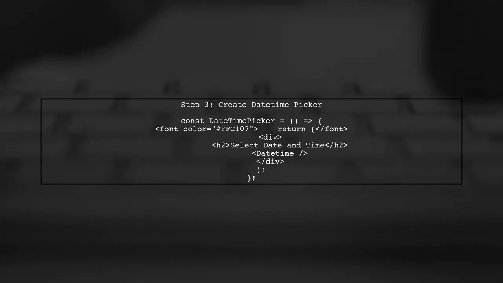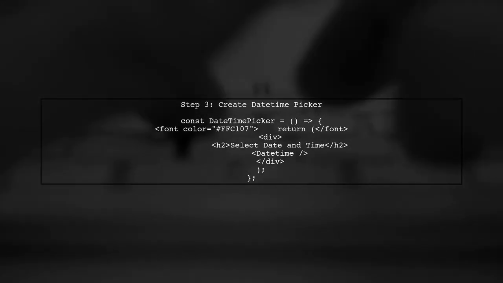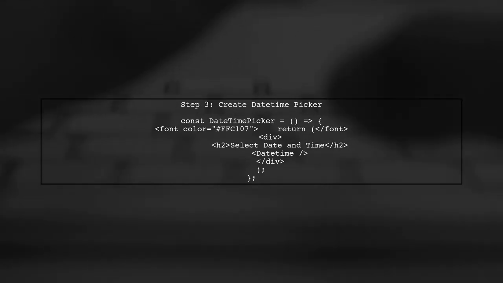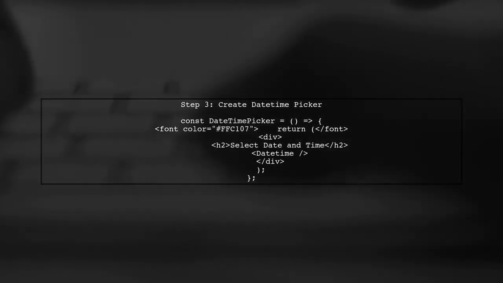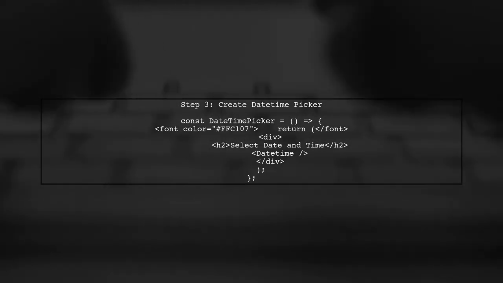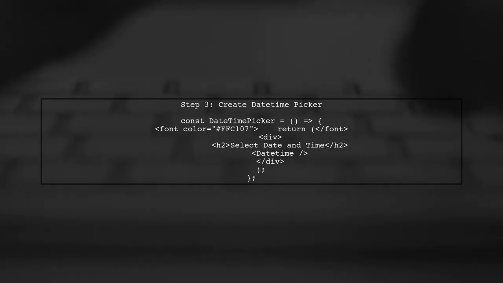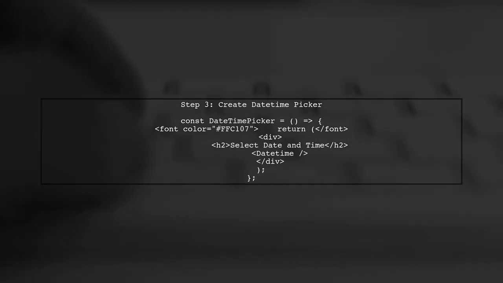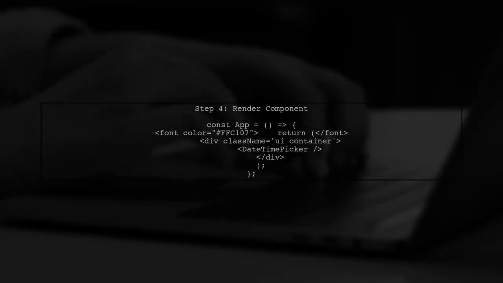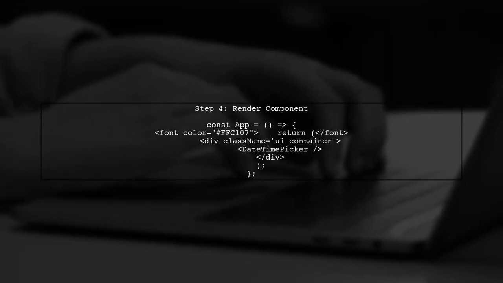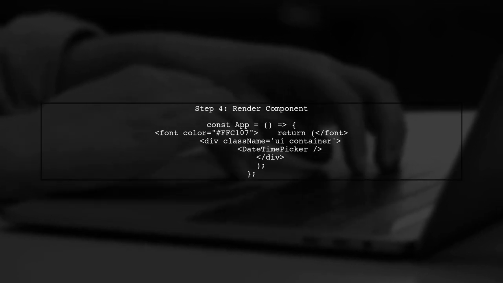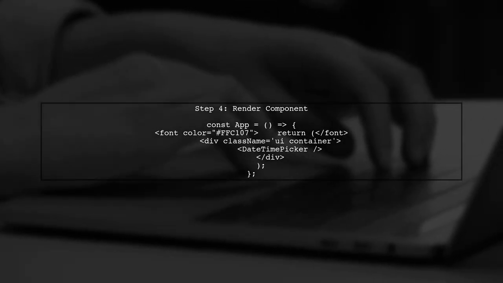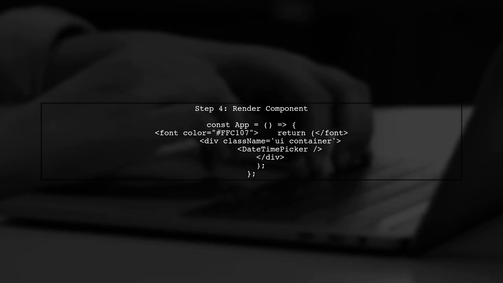Now, let's create a simple functional component that includes the datetime picker. We will use the datetime component from the library we just installed. Finally, render this component in your application. Make sure to include it in your main app component to see the datetime picker in action.